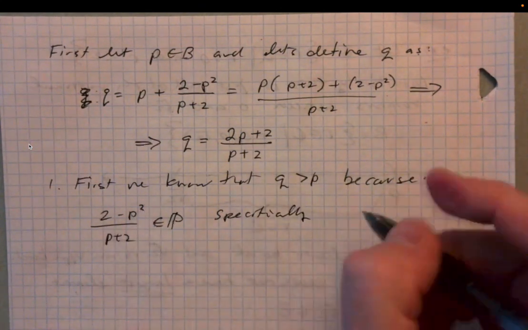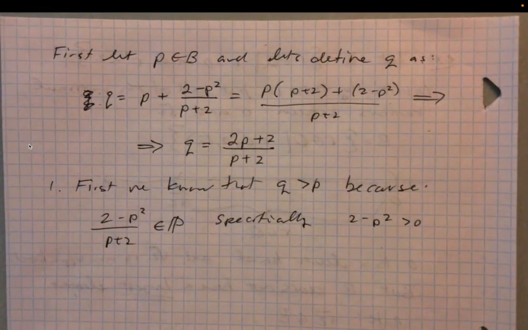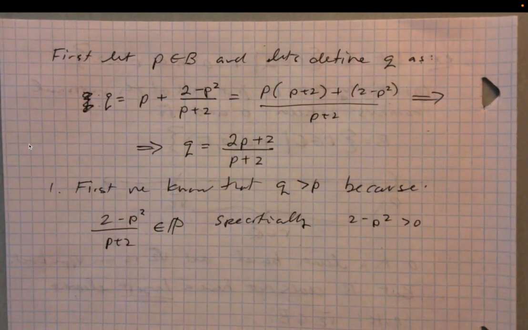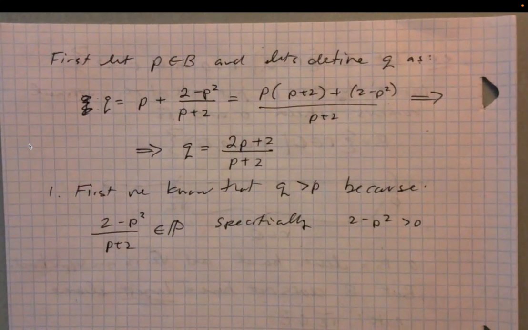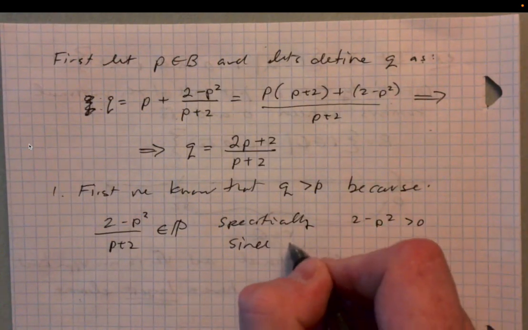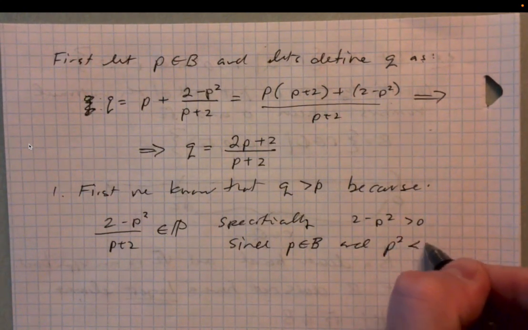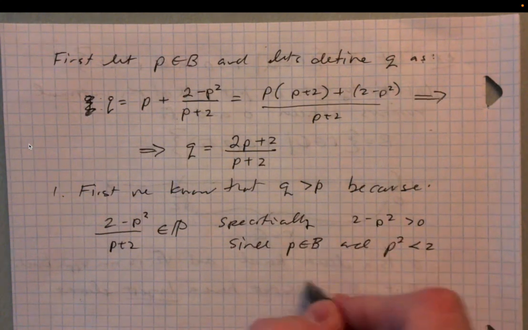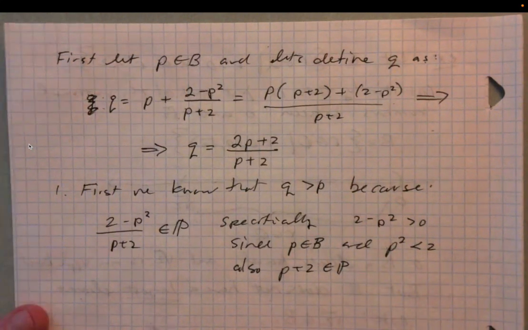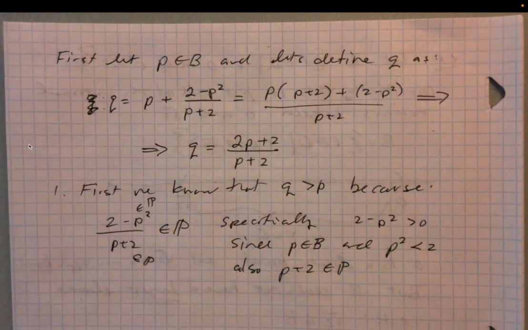Specifically, 2 minus P squared is greater than 0. Since P is in B, given the nature of B, 2 minus P squared must be greater than 0 and in P. Then we would say since P is in B and P squared is less than 2, also P plus 2 is in P. So basically the top is in P and the bottom is in P, so the whole thing is in P.